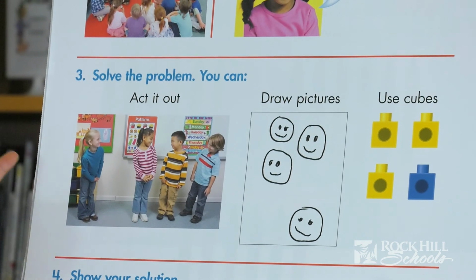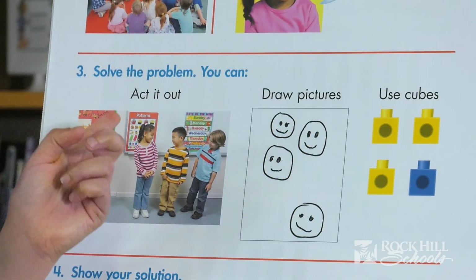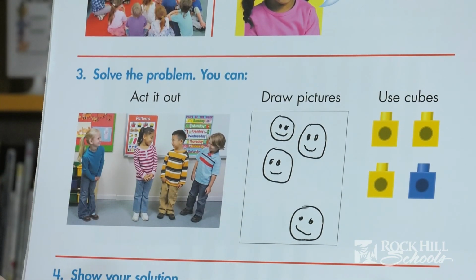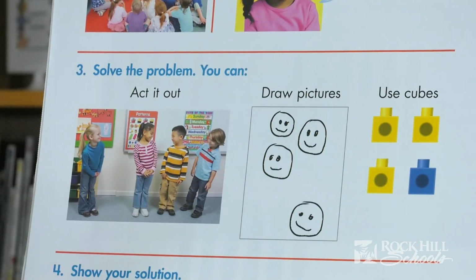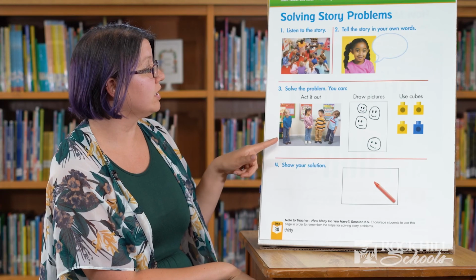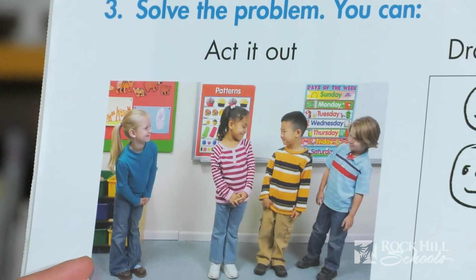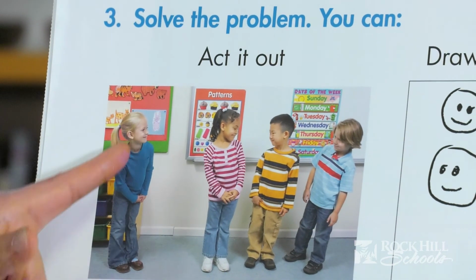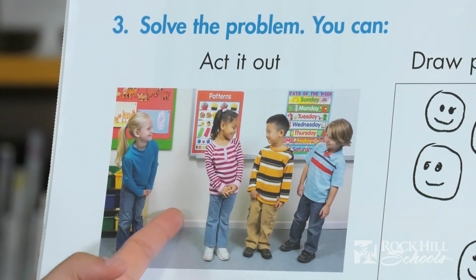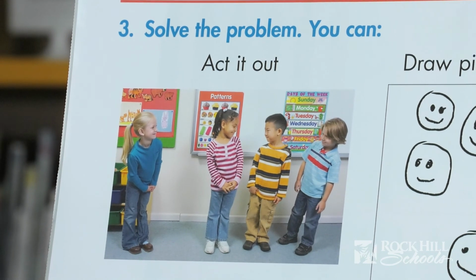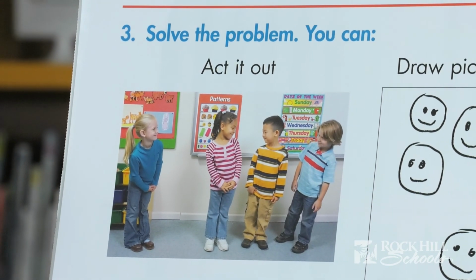You can act it out. These kids are acting out their problem. Draw pictures or use cubes. Now let's look at this. So it looks like the story problem was, if you have one kid here and 3 kids here, how many kids do you have? That's the story.